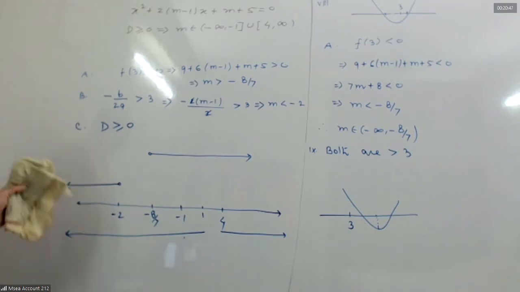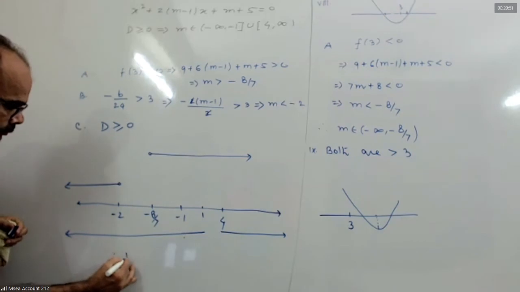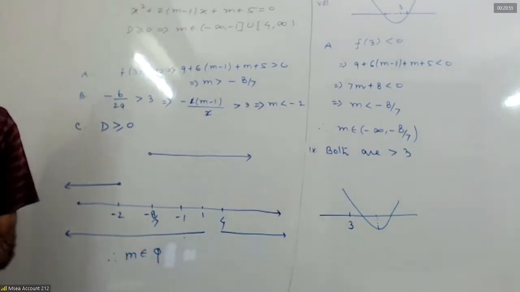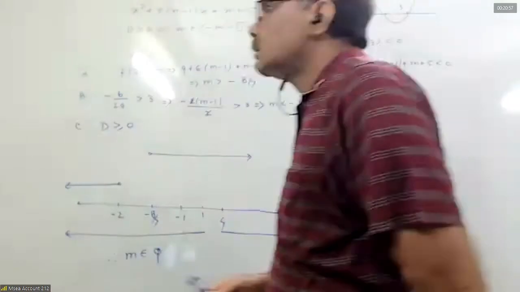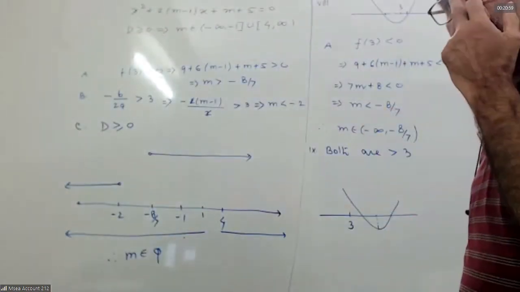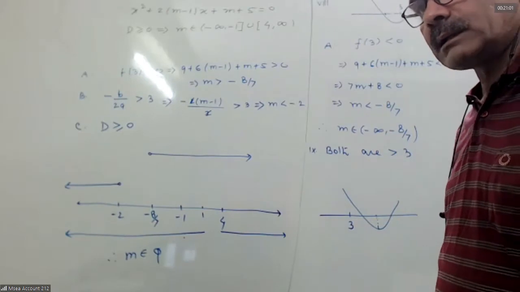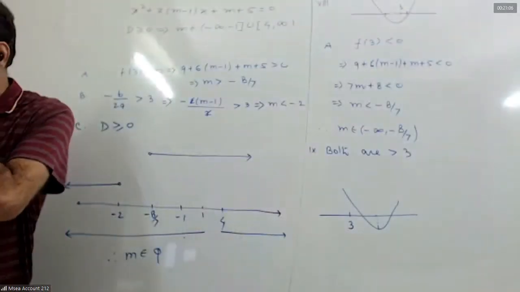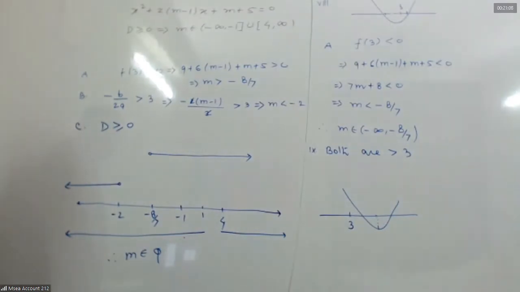Shall I repeat? Therefore, sir, M belongs to the null set. There is no M for which both the roots of the equation are greater than 3. Shall I repeat? Yes, sir.